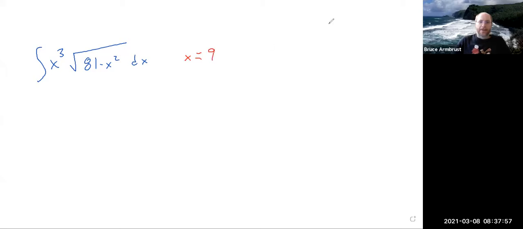All right, and then Alexi just put in the chat box sine of theta. So the 9 comes from the fact that there's an 81 here. That's my a squared. So I want to have a 9 so that everything's going to simplify. And then I definitely want to use a sine because that's the form for the 81 minus x squared. If it was x squared minus 81, that's where we would use secant.